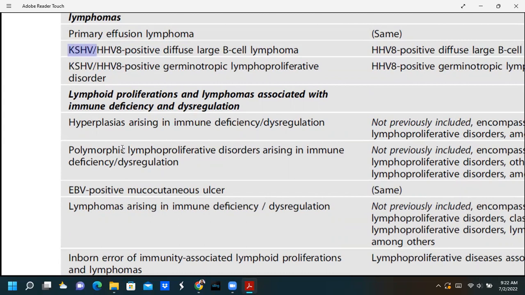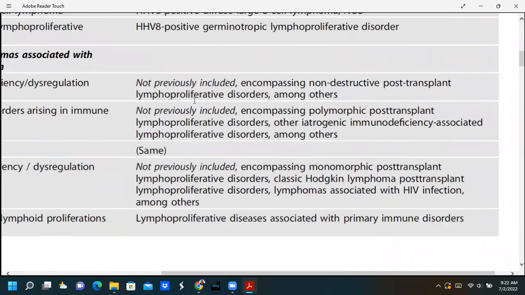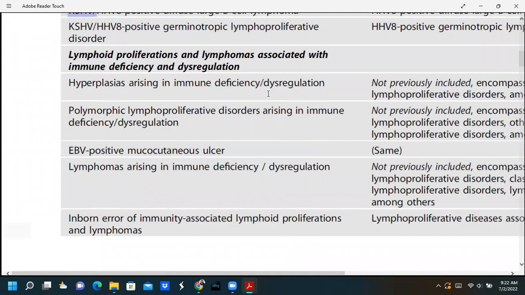Lymphoid proliferations and lymphoma associated with immune deficiency and dysregulation. So they added multiple entities in here. First they added hyperplasia arising in immune deficiency and dysregulation. It was not previously there, and this hyperplasia encompasses the non-destructive post-transplant lymphoproliferative disorders. So they have gone away from some nomenclatures that were previously there, and now they are calling it hyperplasias arising in immune deficiency or dysregulation.